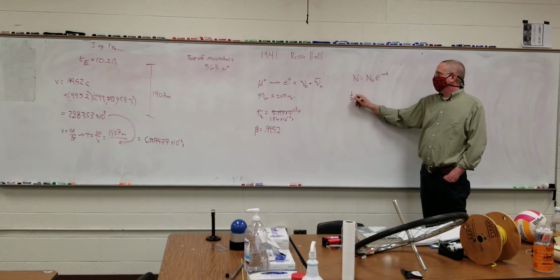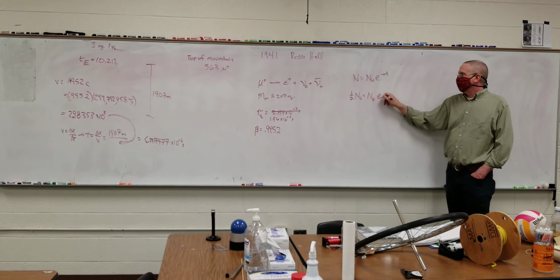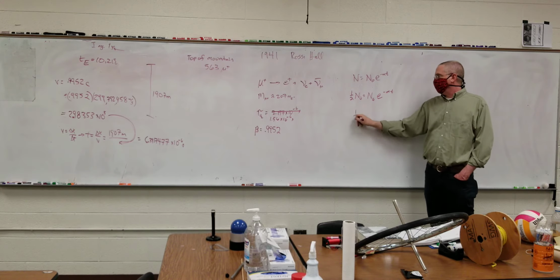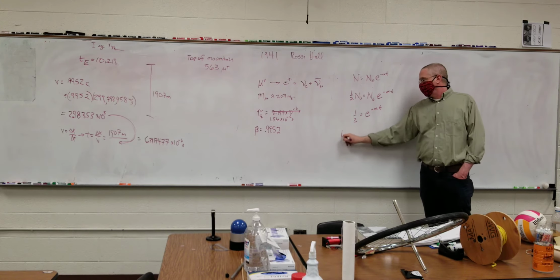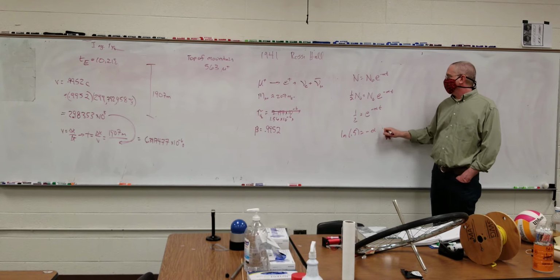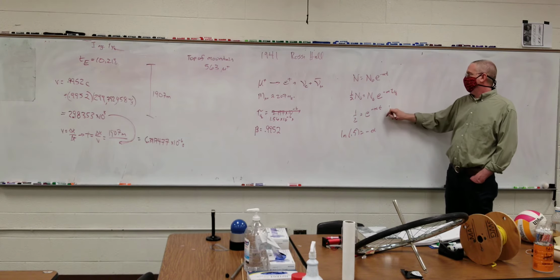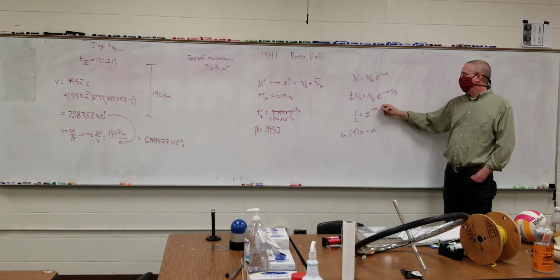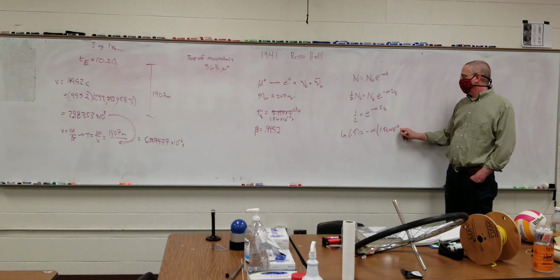So I have 1/2 of my original number, e to the negative alpha t. In other words, 1/2 is equal to e to the negative alpha t, or the natural log of 0.5 is equal to negative alpha, oh, I forgot to put in my time there, tau 1/2, times 1.56 times 10 to the negative 6 seconds.